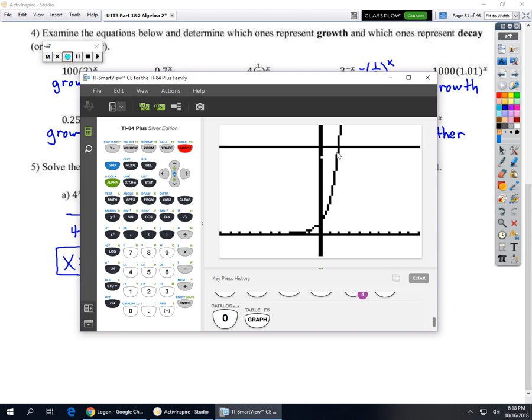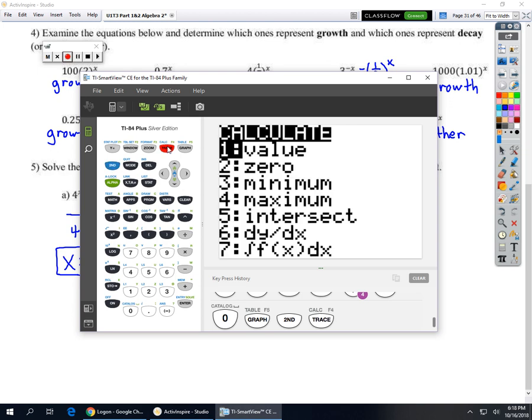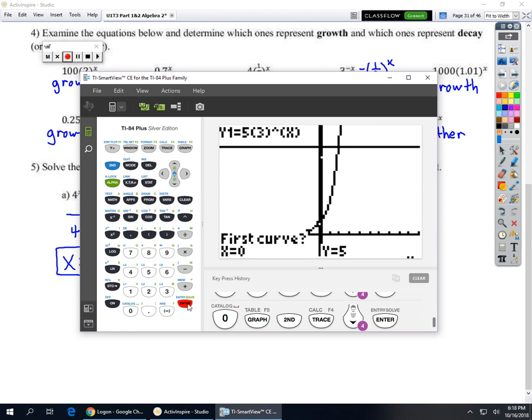So this is the point of intersection, right here. So it's very hard with this calculator. I can't see what exactly it is. So this is where you use the calculate function. So press second, go to trace, calculate. And I want to find the intersection, so I'm going to move down to number 5, enter. So this one asks first curve. So you need to actually do what the graph is asking.